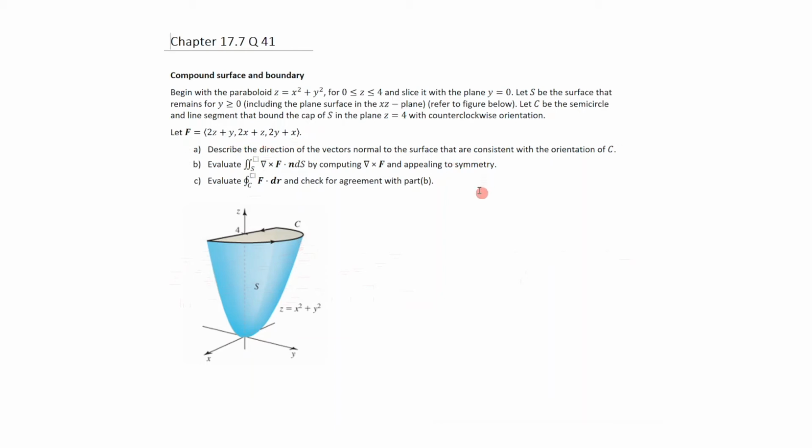Three parts of the question. First is to describe the direction of the vectors normal to the surface so that we're consistent with the orientation of C. Second is to evaluate the integral of the curl of F dot dS over the surface by computing the curl of F and appealing to symmetry. Symmetry meaning we can probably simplify the integral if we find that there's either an odd or an even symmetry. And finally, evaluate F dot dr and check the agreement with part B.